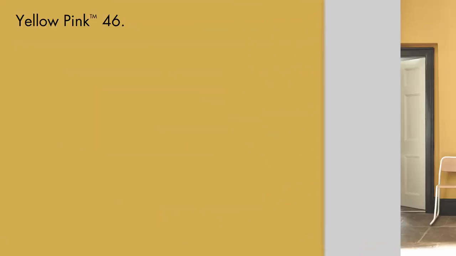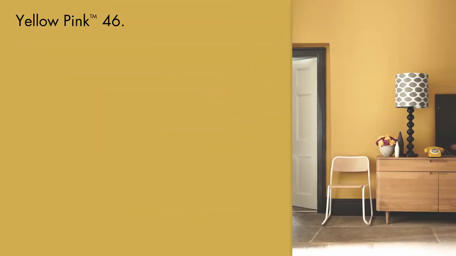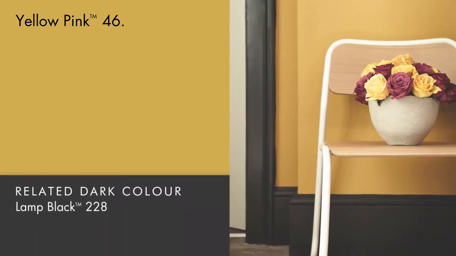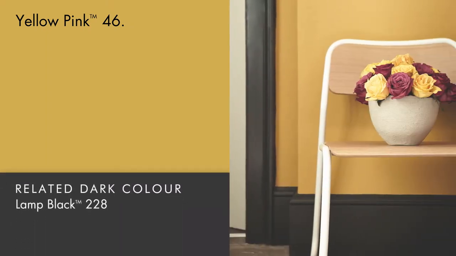Yellow Pink is a strong mustard, based on the ochre pigment which has been used for decoration since ancient times. Use Yellow Pink in a contemporary way by painting it all over, or use Wimborne White on the ceiling and cornice for a more classical scheme. Lamp Black on trims can create a stylish, modern look, even in a room with traditional features.